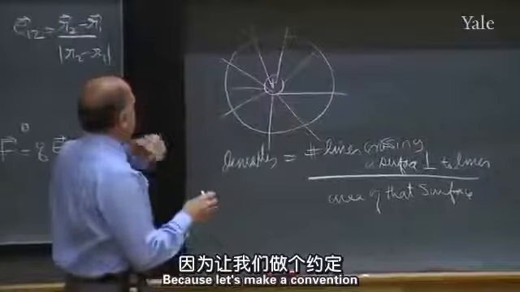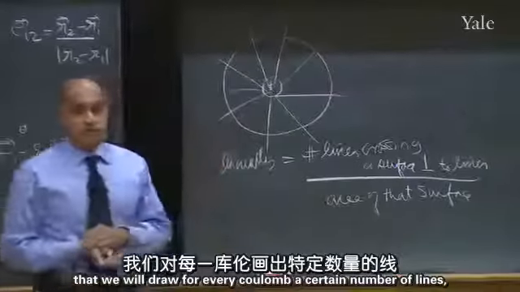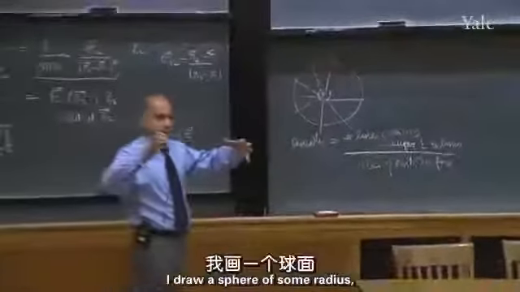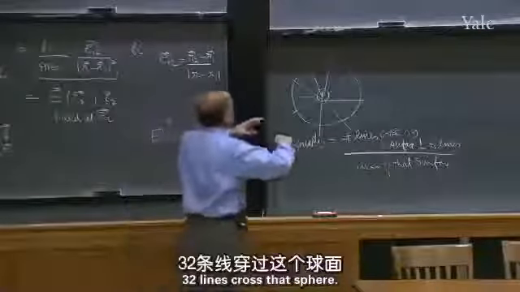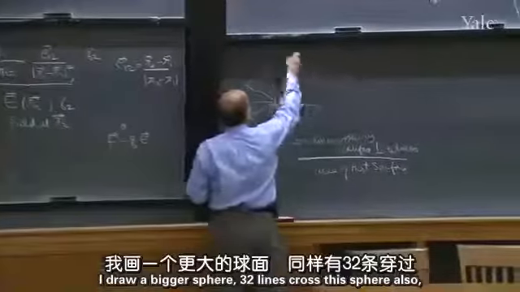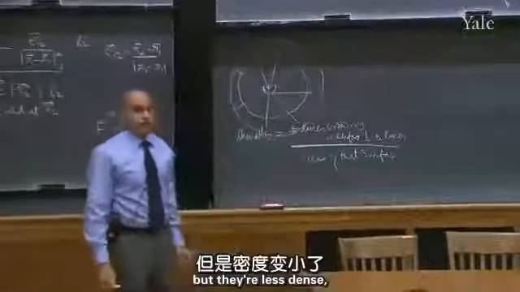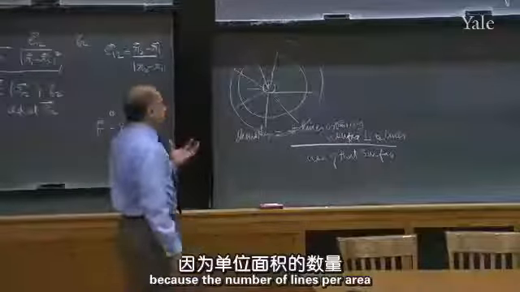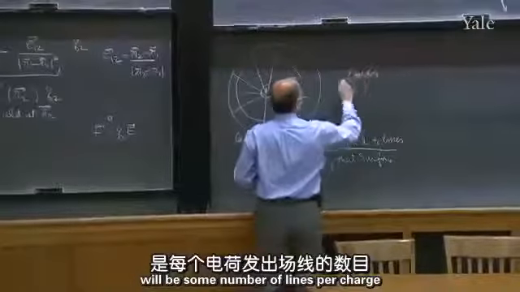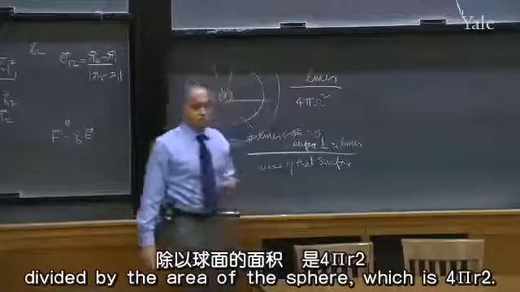Because let's make a convention that we will draw a certain number of lines for every coulomb, say 32 lines per coulomb. 32 lines are going out. I draw a sphere of some radius, 32 lines cross that sphere. I draw a bigger sphere, 32 lines cross that sphere also. But they are less dense, because the number of lines per area will be some number of lines per charge divided by the area of the sphere, which is 4 pi r squared.